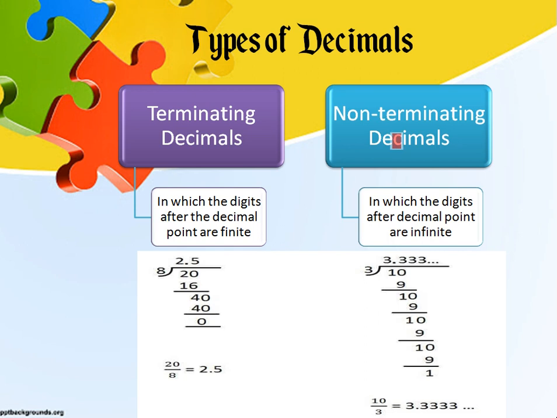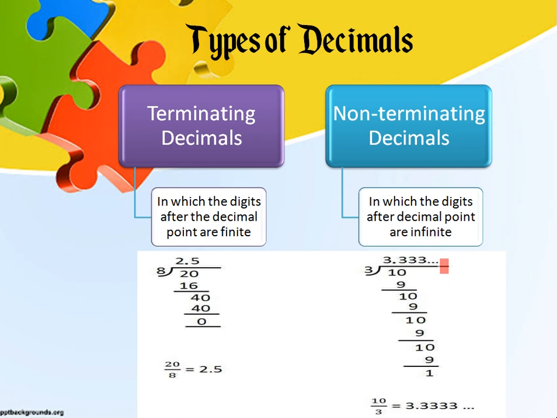Next type is the non-terminating decimals. Non-terminating, non-ending, in which the digits after the decimal point are infinite, which means boundless, never ending, and the division is not ending and we will never get 0 in the remainder. Here we have the rational number 10 over 3. When we divide the numerator of the rational number by the denominator, we can see that the division is not ending and we are not getting 0 in the remainder and we are getting an infinite number of digits in the decimal part. So this is a non-terminating decimal.